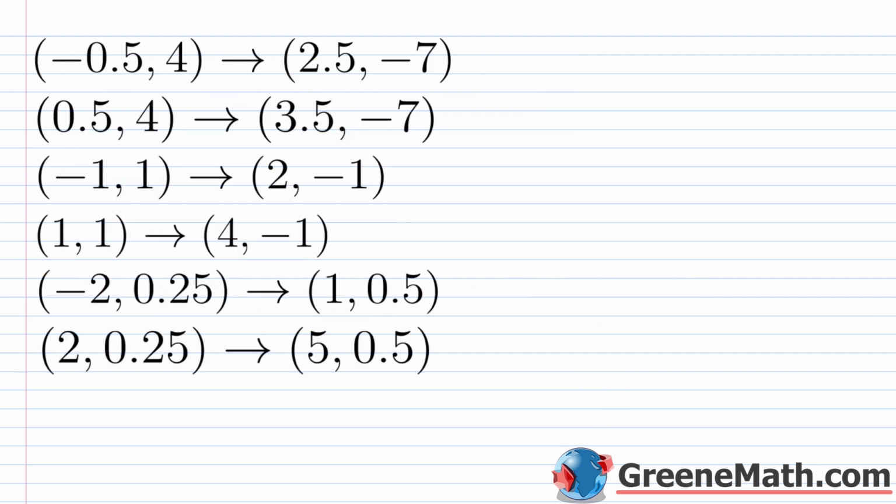So again, I've already set up the points. So we have negative 0.5, comma 4. That's going to go to 2.5, comma negative 7. We have 0.5, comma 4. That's going to go to 3.5, comma negative 7. We have negative 1, comma 1. That's going to go to 2, comma negative 1. We have 1, comma 1. That's going to go to 4, comma negative 1. We have negative 2, comma 0.25. That's going to go to 1, comma 0.5. And then we have 2, comma 0.25. That's going to go to 5, comma 0.5.